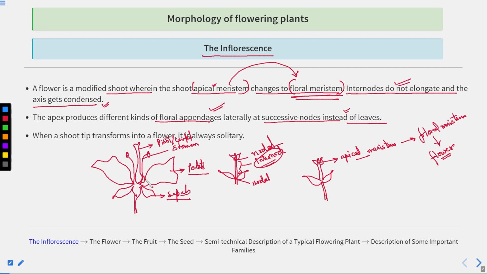They are coming out from the different nodes. The sepal is coming from one node, petal from another node, stamen from another node, and the pistil again from another node. But what about the internodes in between the two nodal regions? They get highly condensed. So when the shoot tip, that is the apical meristem, is transformed into a flower, it always forms a solitary flower.